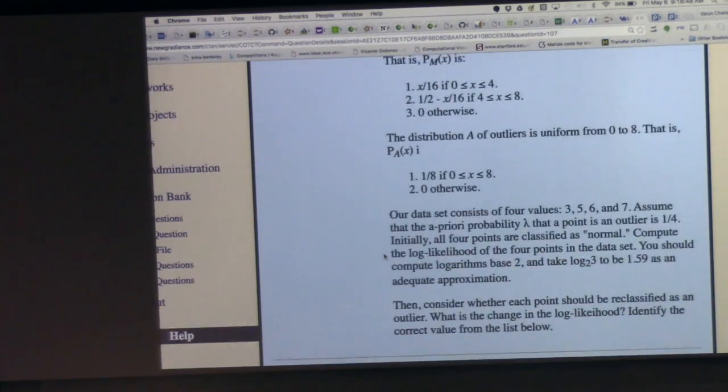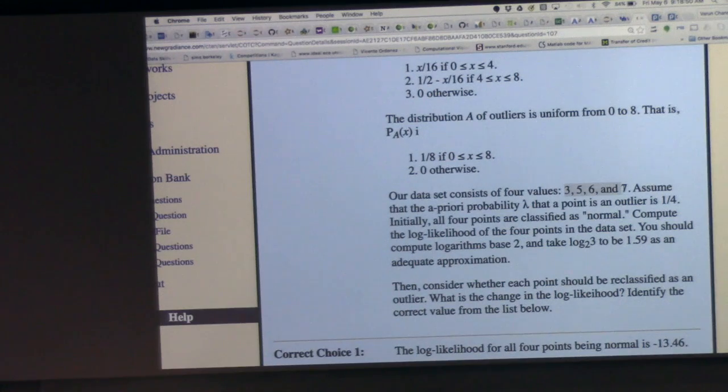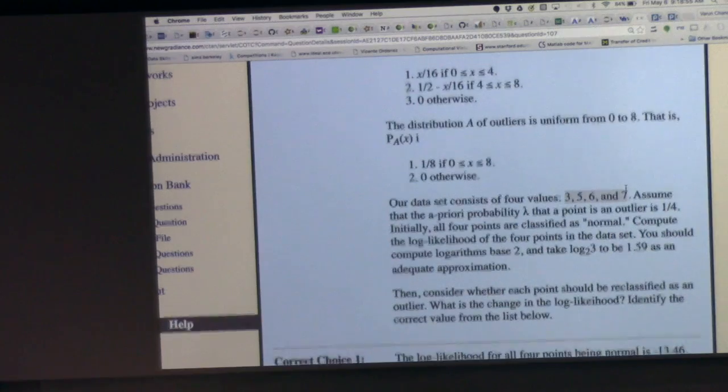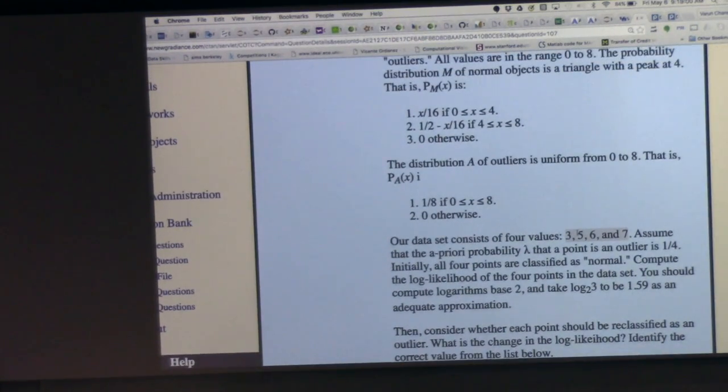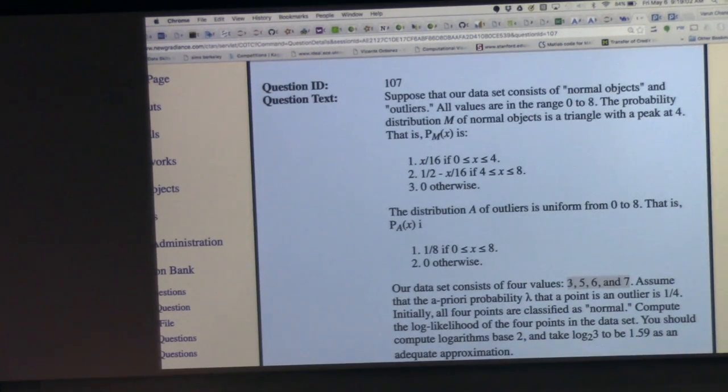The first question is that we are assuming that all of these 4 points are normal, okay? So it's easy to compute the log likelihood of this data, because if they are normal, you compute the probability according to this distribution. If it is 3, which is between 0 and 4, the probability will be 3 by 16, right? 5 will be here, and 7 also here, 6 also here. So basically you take 1 time of this and 3 times of this, and you get a total distribution.